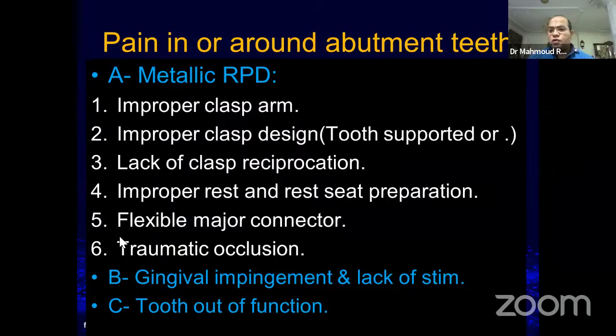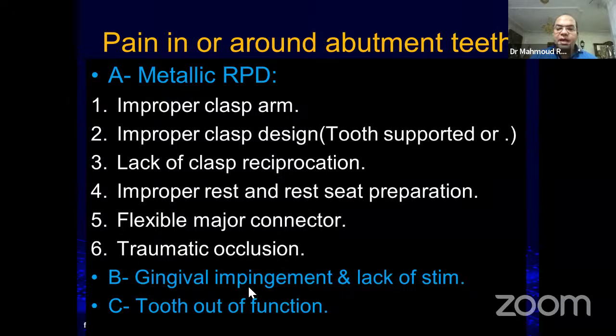This causes slippage of the denture and causes pain or impingement to the gingival margin and the attached gingiva around the abutment teeth. A flexible major connector, this flexing causes trauma to the abutment teeth and soft tissue around it. Traumatic occlusion is also a cause in partial dentures like complete dentures.